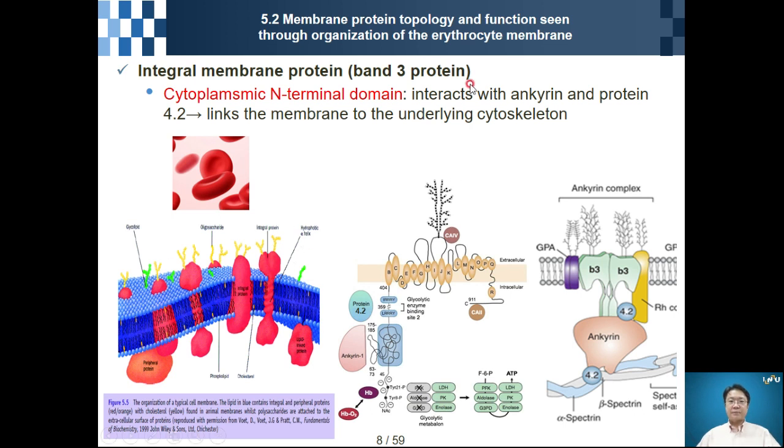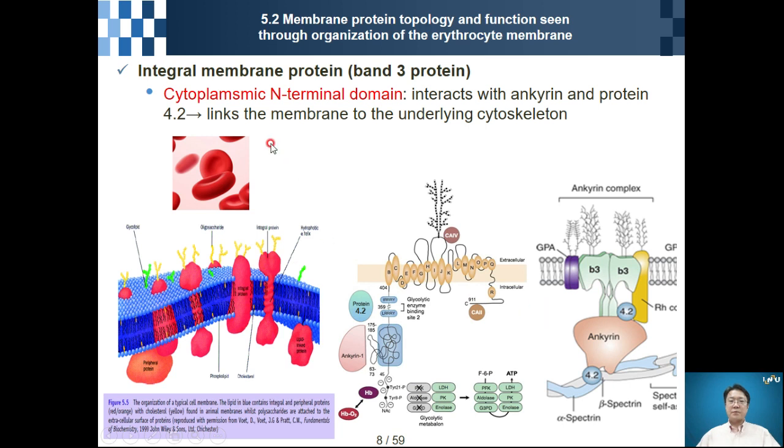Okay, let's start from the band 3 protein. So this is the full length structure of the band 3 protein, starting from N terminal and C terminal. And this is their actual structure. It's like this. Okay. They have the cytoplasmic N terminal domain, and they also have the cytoplasmic C terminal domain.